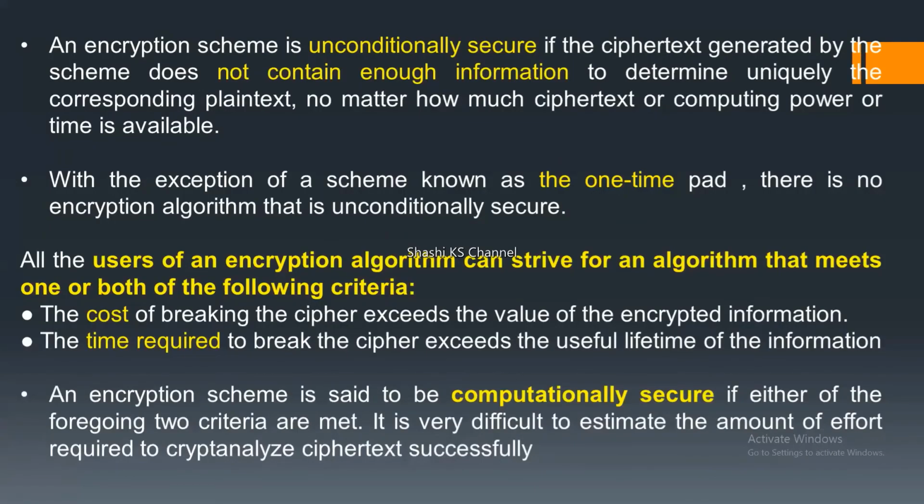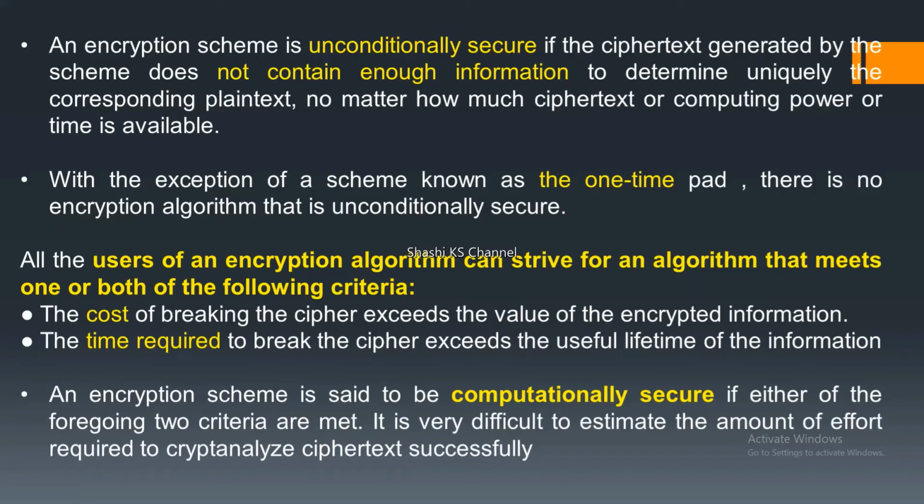So based on this, we have two important definitions of encryption schemes, namely unconditionally secure and computationally secure. An encryption scheme is said to be unconditionally secure if, no matter how much computing power or time is available, the ciphertext does not contain enough information to find out the corresponding plaintext. So far, the only encryption algorithm which is said to be unconditionally secure is the one-time pad. With the exception of the one-time pad scheme, no other encryption algorithm is said to be unconditionally secure.